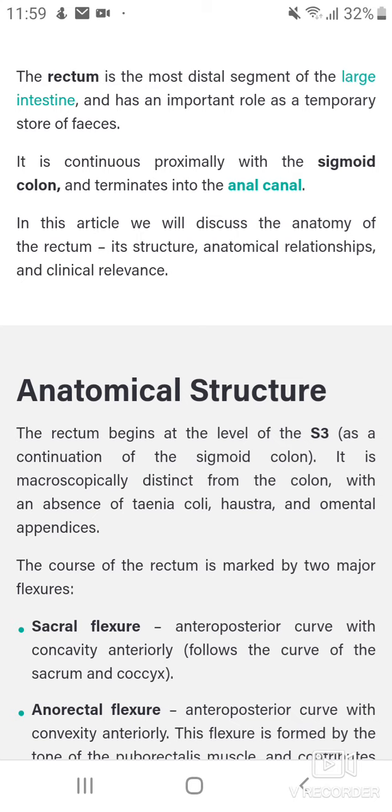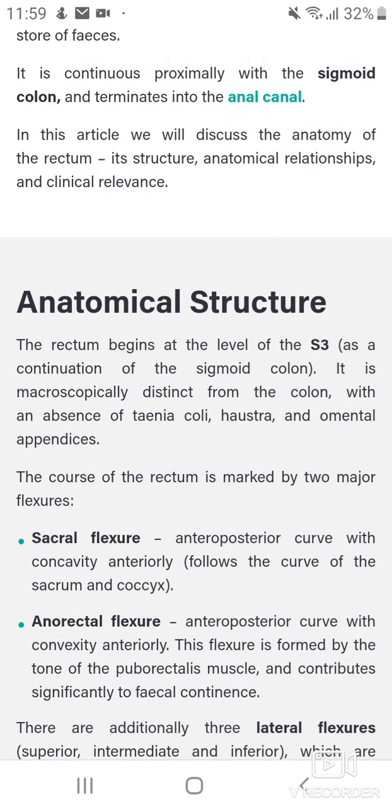First of all, anatomical structure. The rectum begins at the level of S3 as a continuation of the sigmoid colon. It is macroscopically distinct from the colon with the absence of taeniae coli, haustra, and omental appendices. The course of the rectum is marked by two major flexures, sacral flexure and anorectal flexure. First of all, sacral flexure.